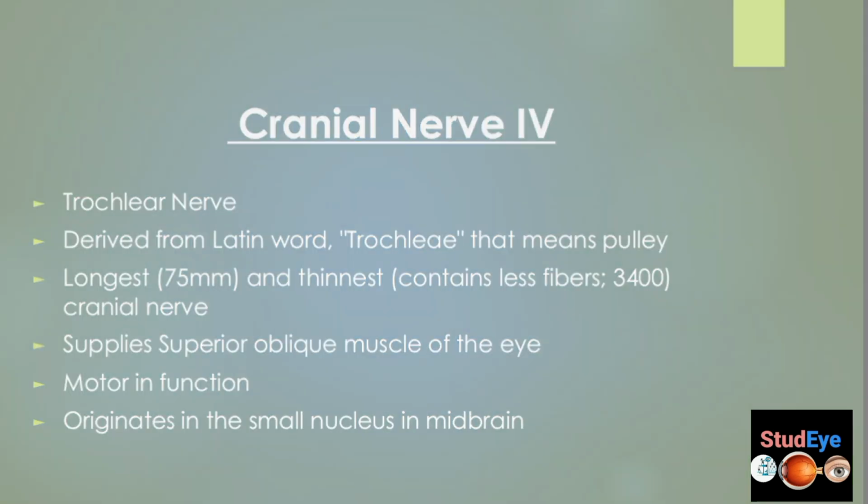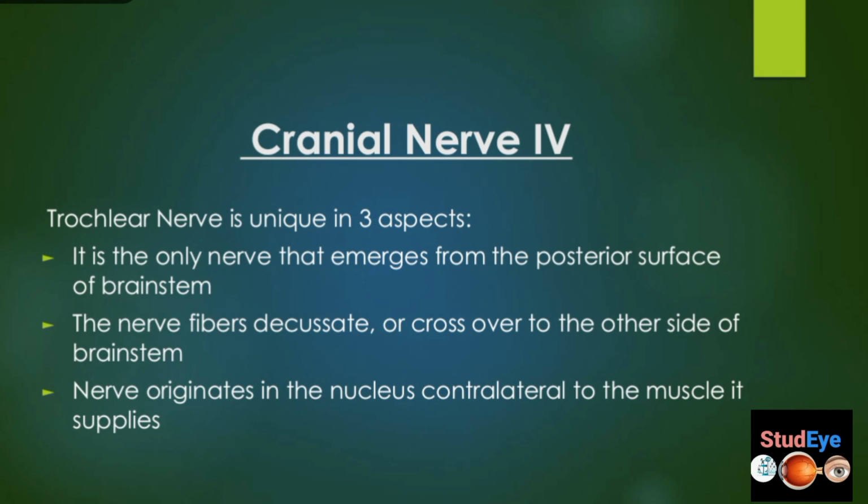So let's move on. Now this is a very unique nerve because it has three important characteristics which no other nerve has. The trochlear nerve is unique in three aspects. First, it is the only nerve that emerges from the posterior surface of the brain stem, right? So what is a brain stem? It is a structure made up of three structures of the brain: one is the midbrain, second is the pons, and third is the medulla oblongata. These three structures combined are named the brain stem.